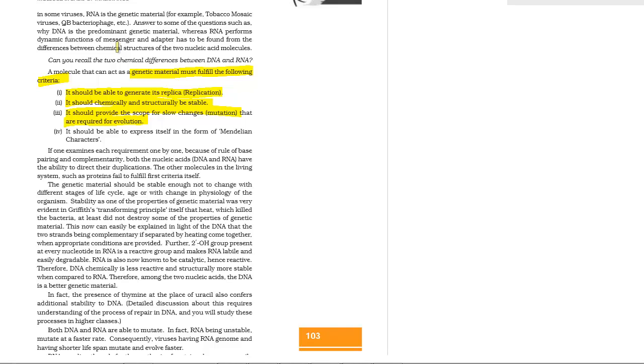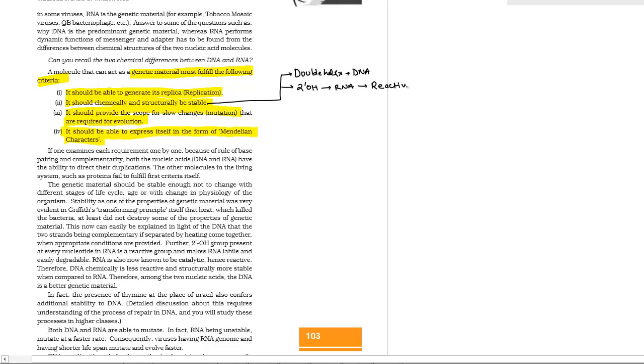There has to be one particular rate, and it should be able to express itself in the form of a Mendelian character. So the one point is that it is supposed to be structurally and chemically stable. We can say that the double helix is helping DNA to become stable. We can say that the 2'-OH will make RNA more reactive. Since RNA has a 2'-OH, it is reactive as compared to DNA.